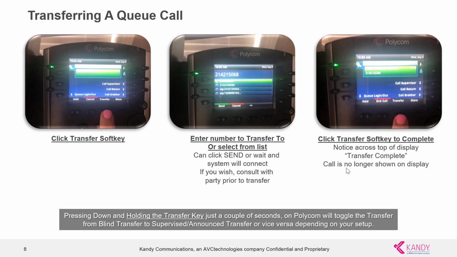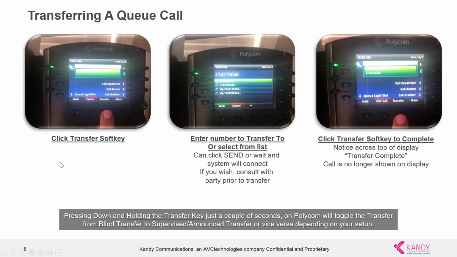In this case, if you press the transfer key on my left screen here for just a couple of seconds, depending upon whether your default transfer type is blind or supervised, it will do the other type of transfer. If I have transferred by default blind transfer, when I press transfer, I dial the number. When I connect that number, the call is immediately gone, and I don't have to hit transfer again at the end to complete the transfer.